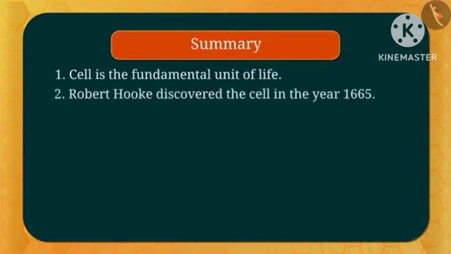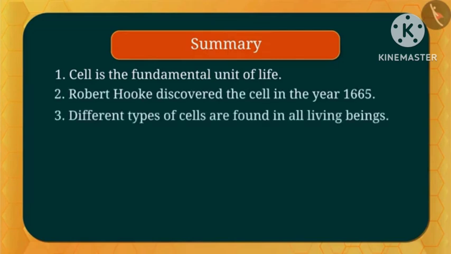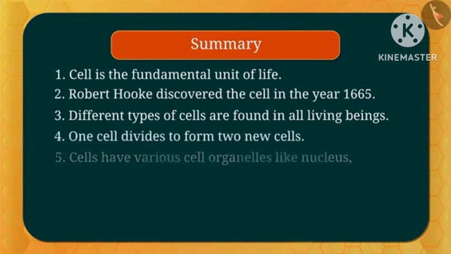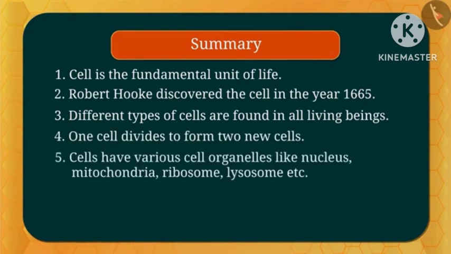Now we can summarize the chapter. First, we have seen that the cell is the fundamental unit of life. Robert Hooke discovered the cell in 1665. Various types of cells are found in living organisms, and one cell divides to form two new cells. Cells have various organelles such as nucleus, mitochondria, ribosome, lysosome.